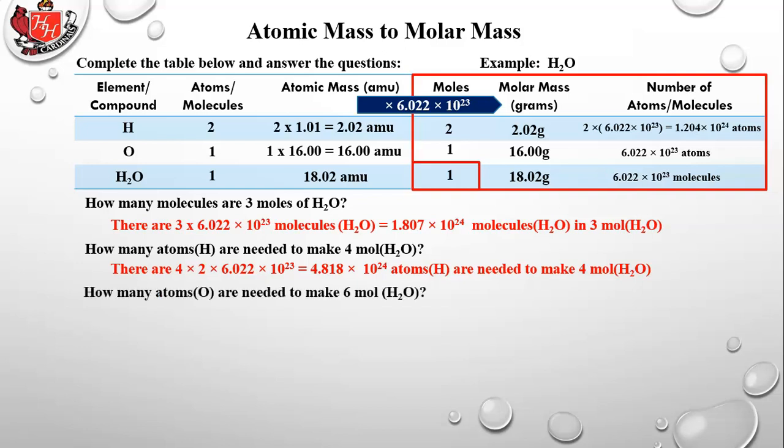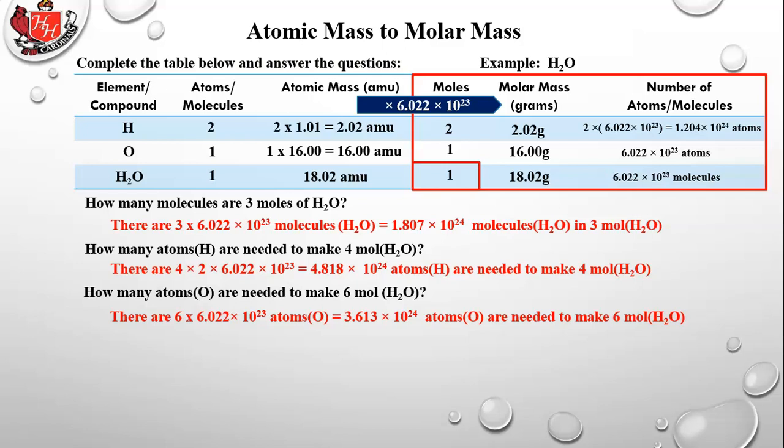Finally, last one, how many atoms of oxygen are needed to make 6 moles of H2O? So for 1 mole of H2O, you need 1 mole of oxygen, which is 6.022 times 10 to the 23rd atoms of oxygen. So if you want to make 6 times that many moles of water, you need 6 times 6.022 times 10 to the 23rd, and that's 3.613 times 10 to the 24th atoms of oxygen needed to make 6 moles of H2O.